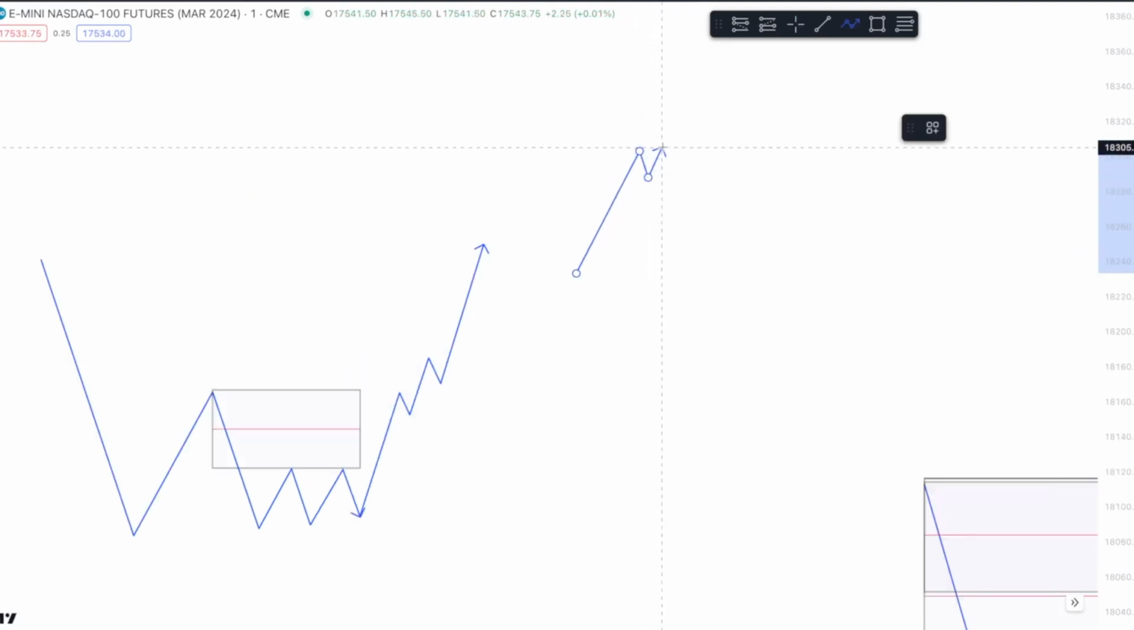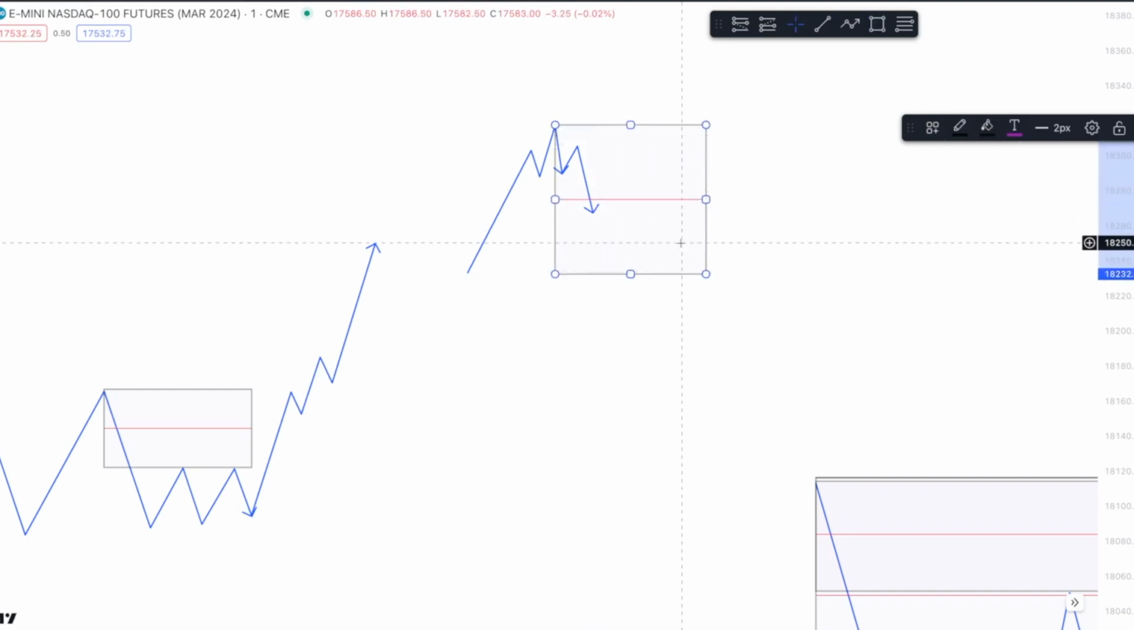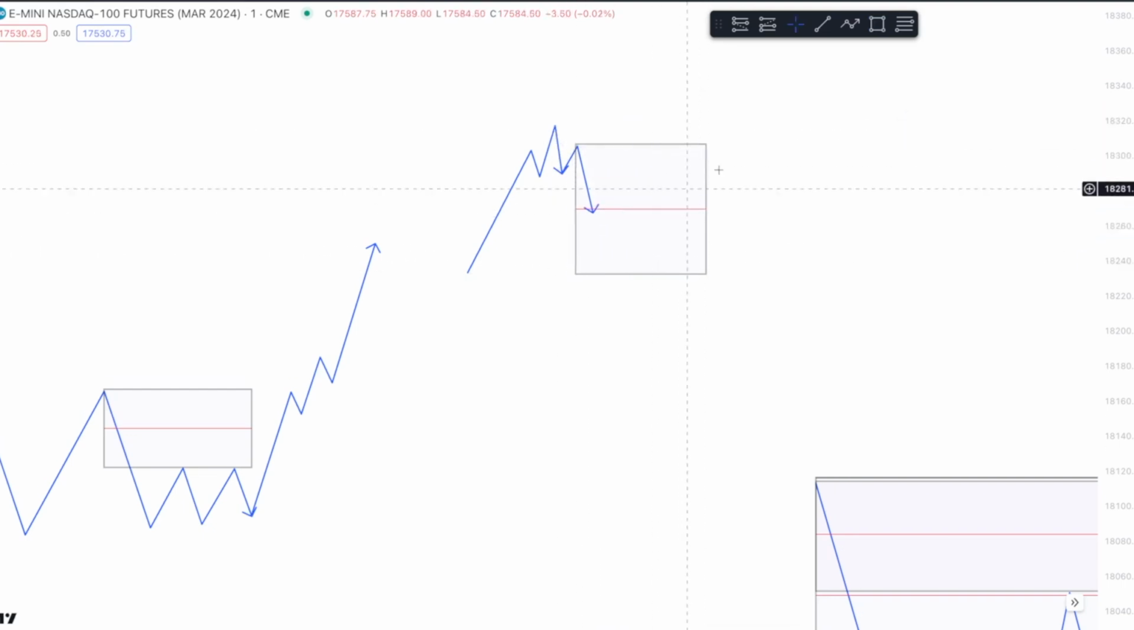For instance, right here, I have a failure high. Why is it a failure? Because it failed to run the low that it came from. But then right here, I have a successful high. People will ask me, which one am I anchoring to? This top one up here or the successful one? You just answer the question yourself. You can identify the successful one, right?